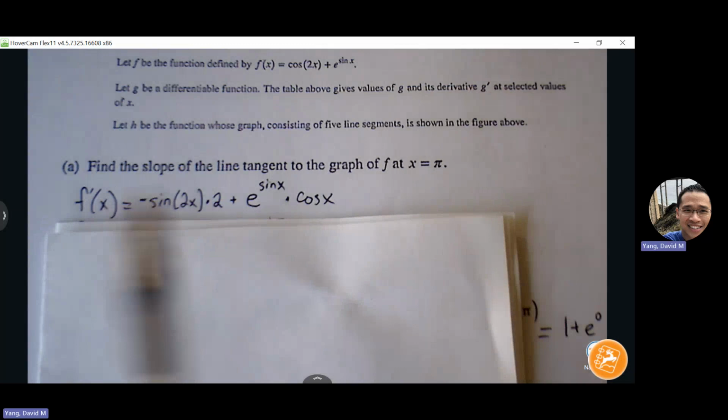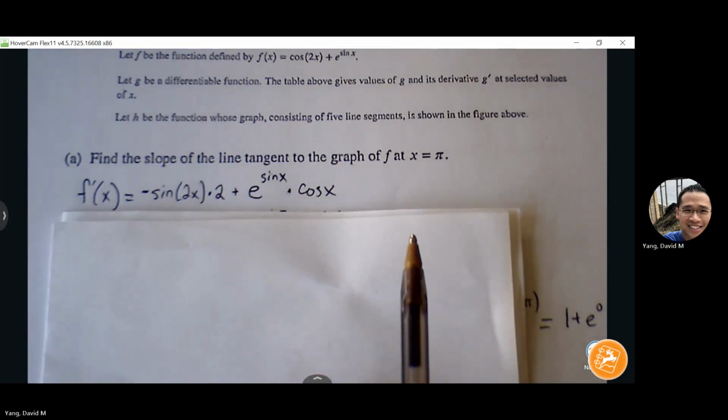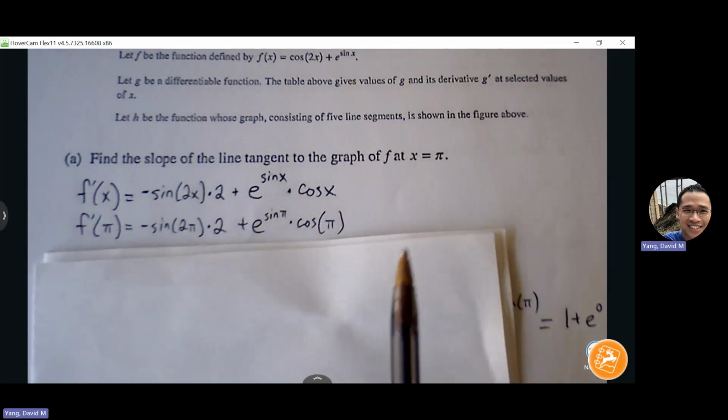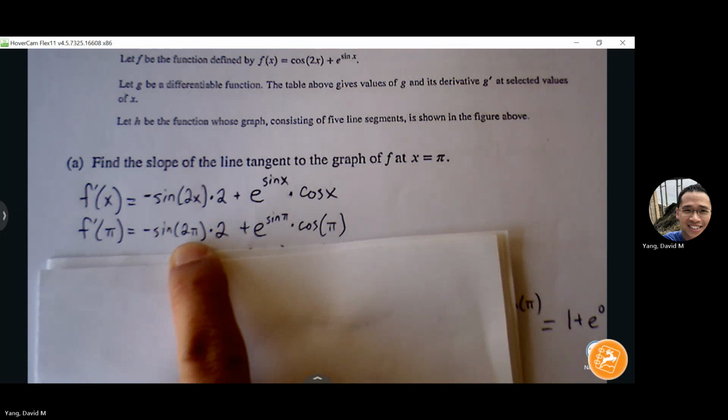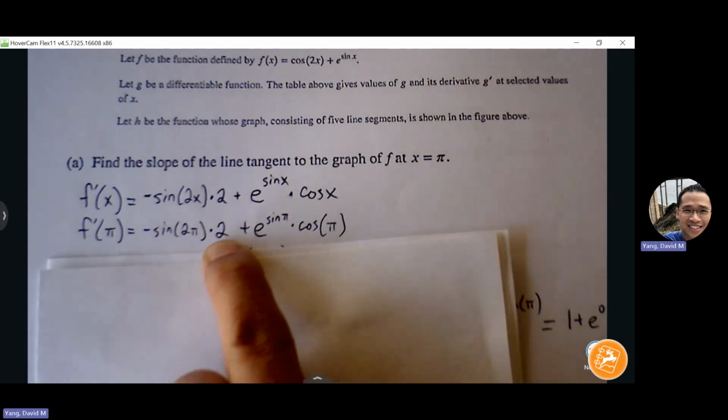Okay, replace every x with pi. And then we're going to use unit circle values to try to get it down to a number or simpler numbers. Sine of 2 pi is same thing as sine of 0. So sine of 0 is just 0. 0 times 2 is just 0.